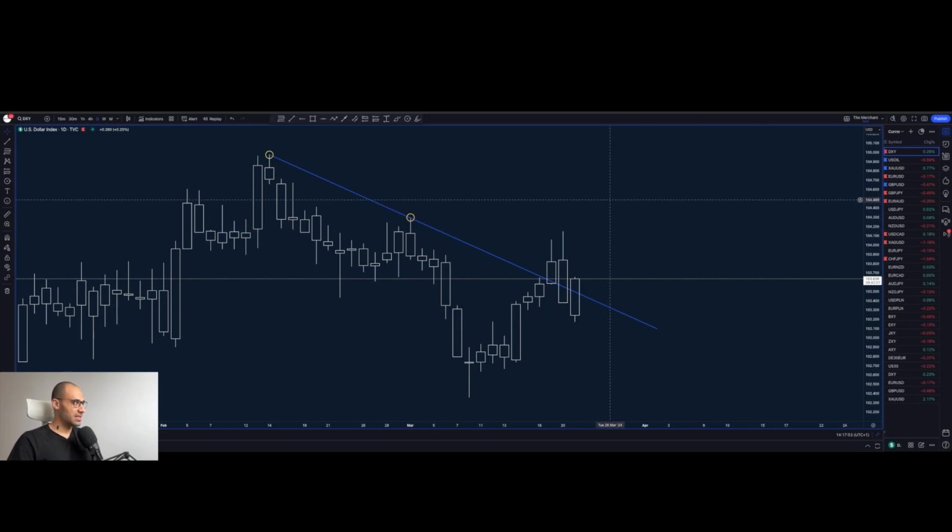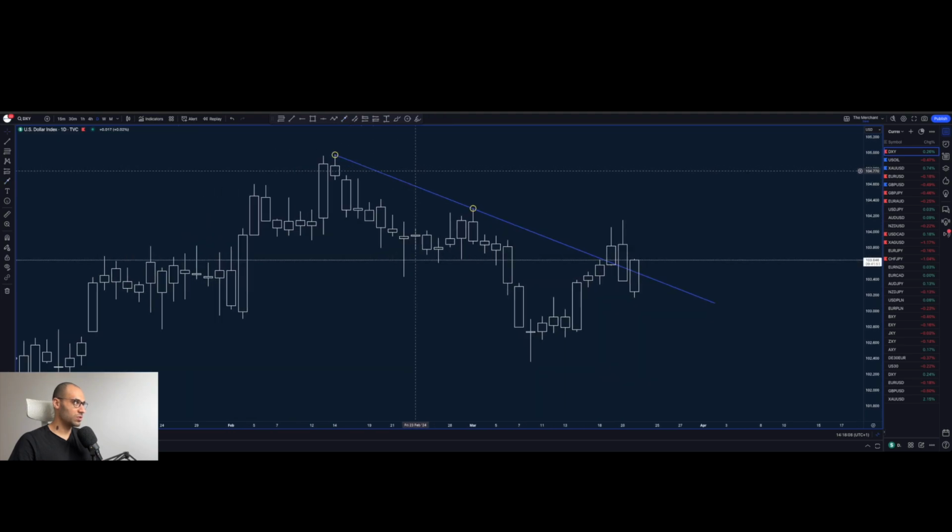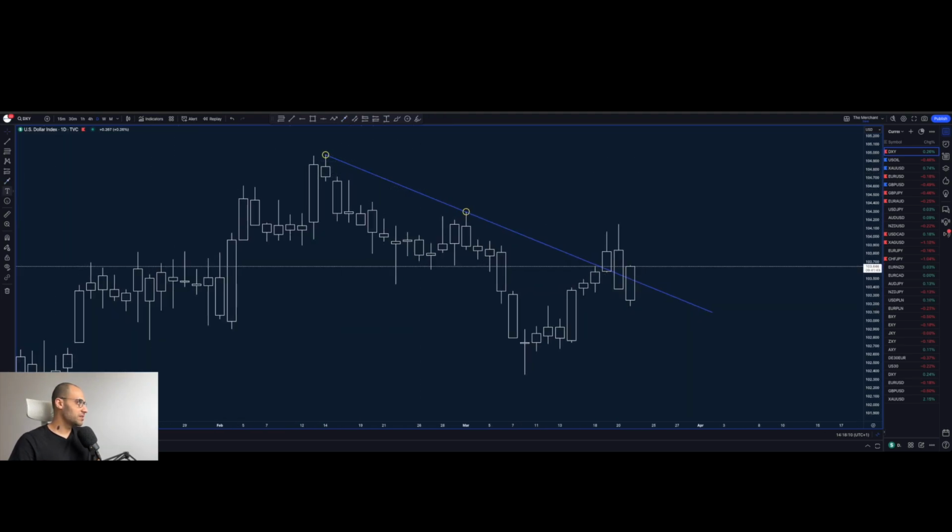Let's look at this chart, and this is a DXY chart, okay? And as we can see here, the market is moving into lower high, lower low, lower high, lower low, okay? And here I just showed you the market structure. What do I mean by that? Let me even write it on the chart.